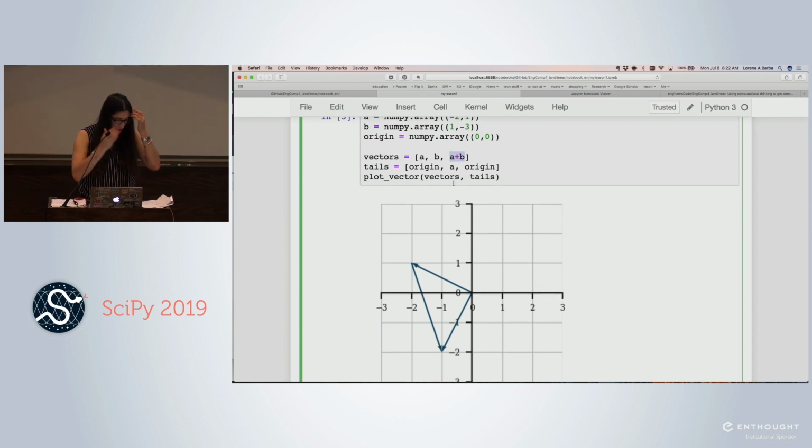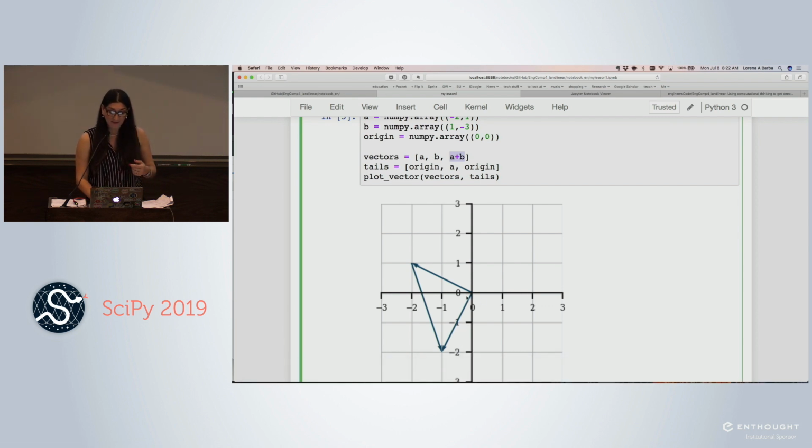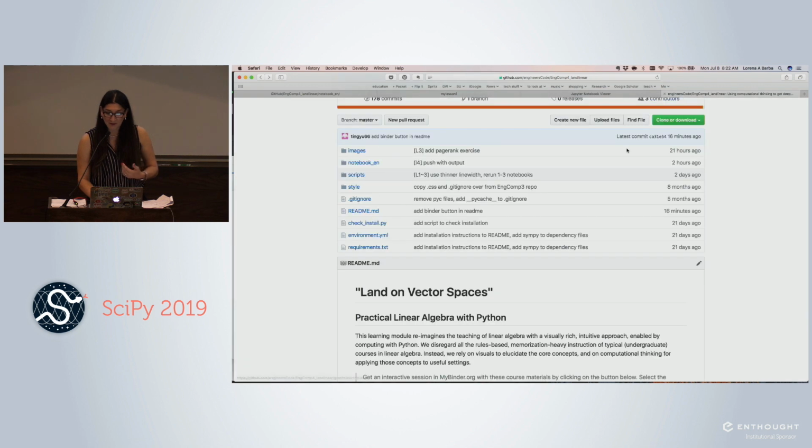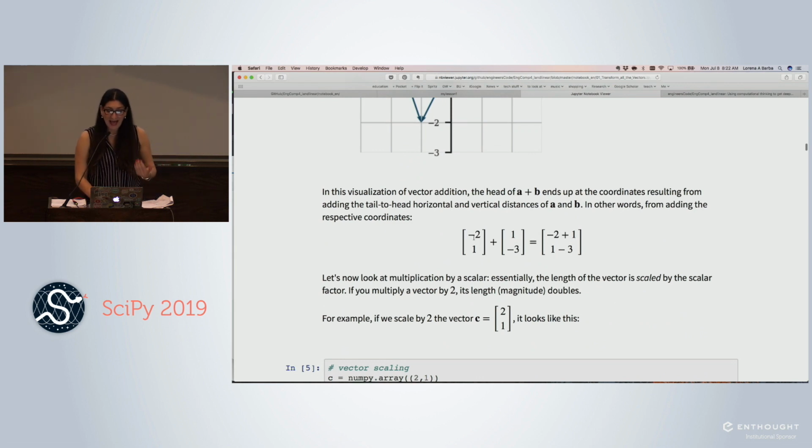Now, in this visualization of vector addition, you can see that the vector A plus B, which is the final vector we plotted here, ends up in the coordinates that result. You can see clearly from the figure that the x-coordinate, for example, of A plus B is the result of adding the x-coordinates, or the horizontal movement, of vector A and vector B, while the vertical coordinate is the result of adding how much the vector A moves in the vertical direction and B moves in the vertical direction. So this visualization helps us understand that this sum is the same as adding the respective coordinates, how much each vector moves in the horizontal direction and in the vertical direction.